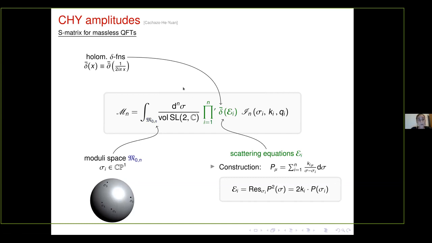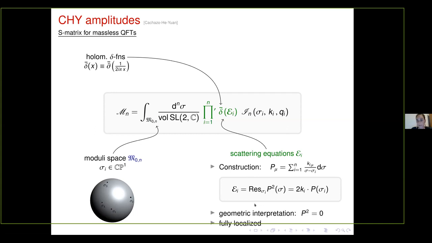The special property of these formulas, however, is that they're completely local. The integrals are completely localized onto some constraints that are known as the scattering equations, and I've denoted them here by E_i. Now, how you construct them is actually quite simple. You just construct a one-form on the sphere just by summing over all particles. This is an n-point amplitude with k_i over sigma minus sigma_i. And then the scattering equations just tell you that the residues of p squared vanish at all marked points.